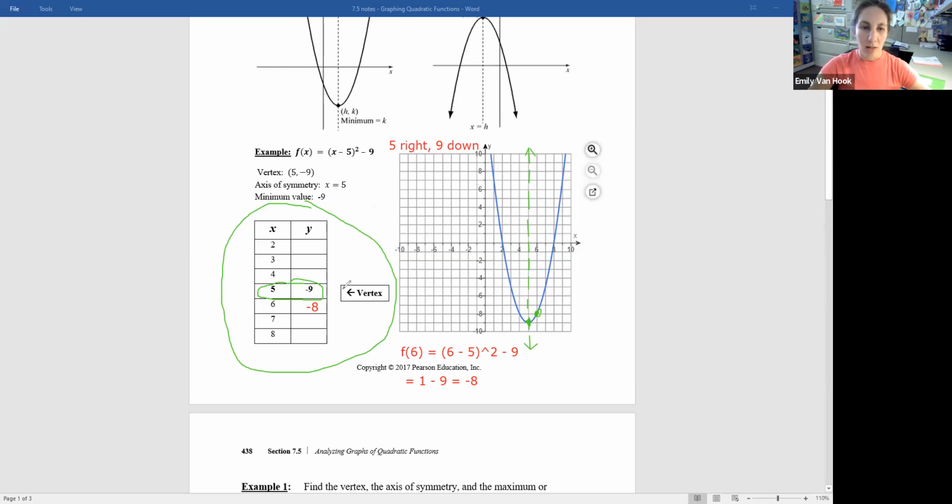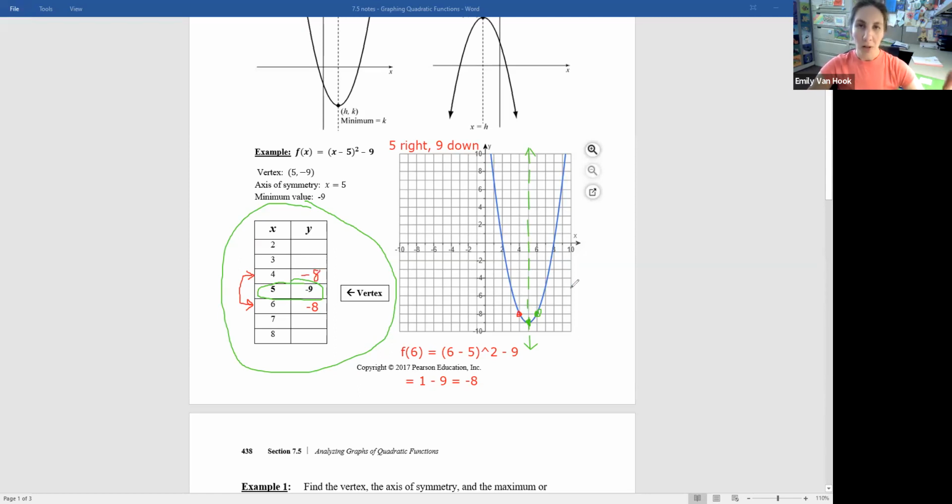Another thing to notice is there should be symmetry in the table as well as on the graph. So all these points around the vertex should sort of match up with each other. So since I just got (6, negative 8), sort of 1 to the right of the vertex, I should also get the same y value, 1 to the left of the vertex. So if I were to plug in 4, I would also get negative 8.